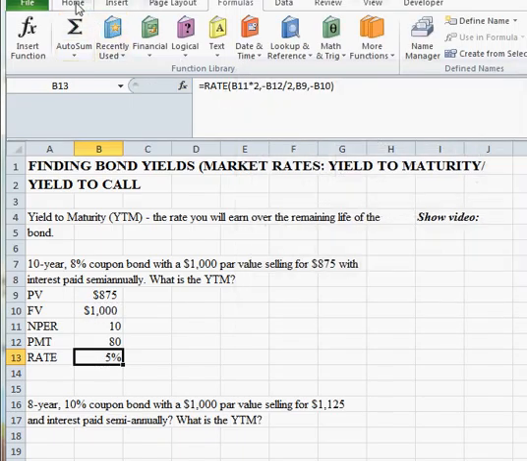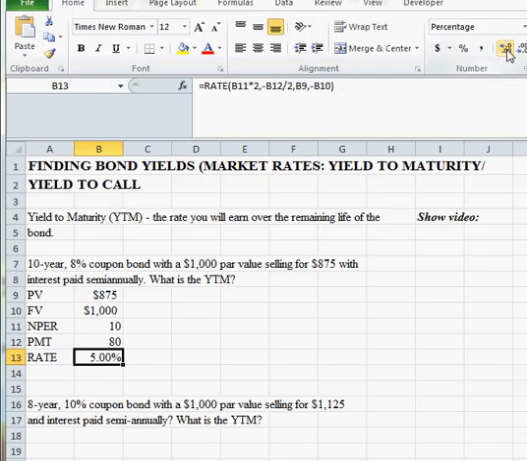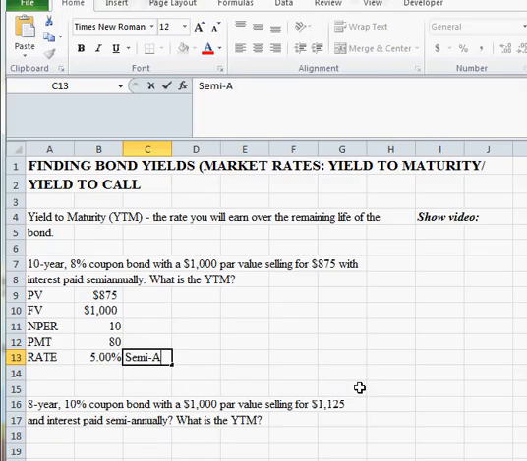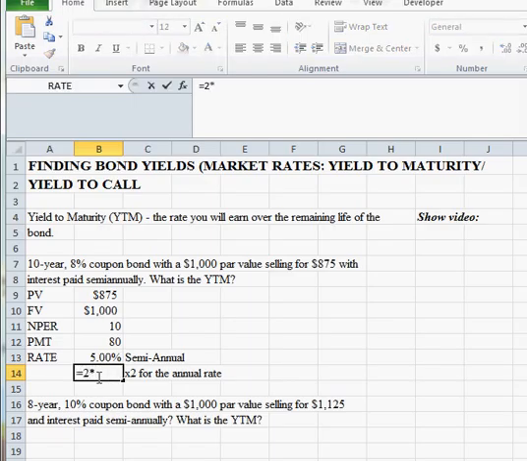I'm going to go to home, add 2 decimals, and it's still 5%, so there's nothing additional. But the rate we have found is a semi-annual rate. So in order to find the annual rate, I'm going to have to multiply this times 2. And that's how we always express it. So I'm going to take equals 2 times the 5%. And there was a little more of a decimal hidden further down, so it does end up being 10.01%.